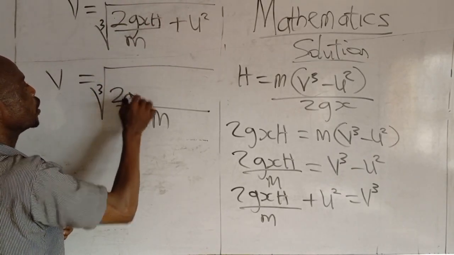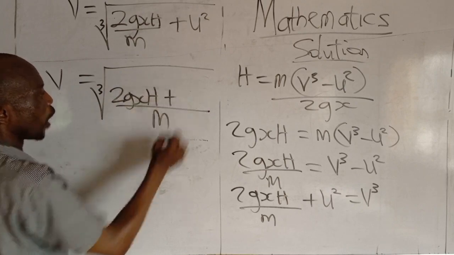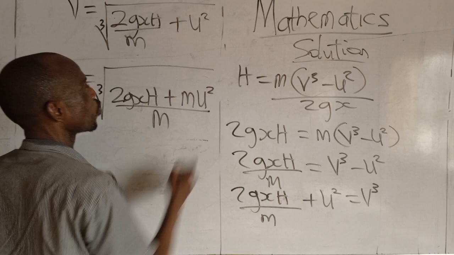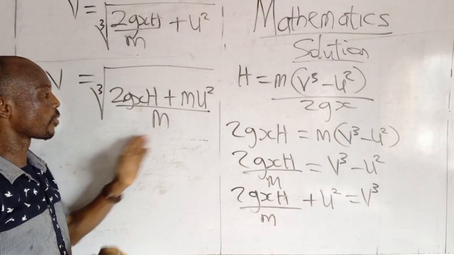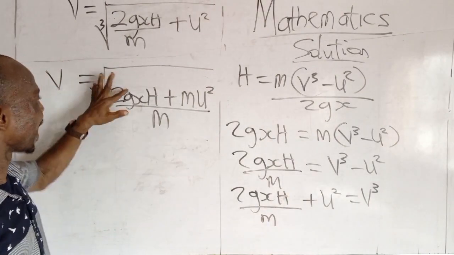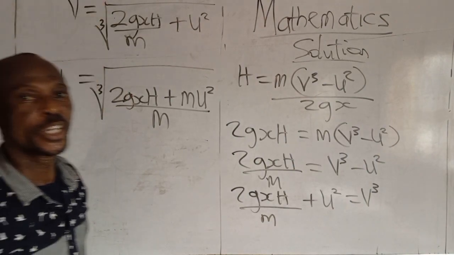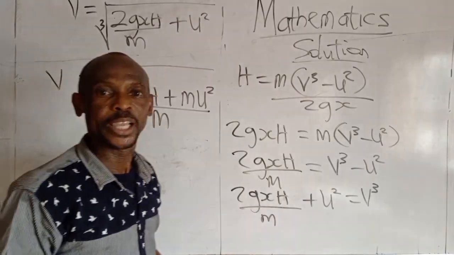You have 2gxH. Then plus, we now have what? MU squared. And this gives us what? The final answer. So your answer can be either in this form or in this. You have made V the subject formula. You have gained from the mathematics class.